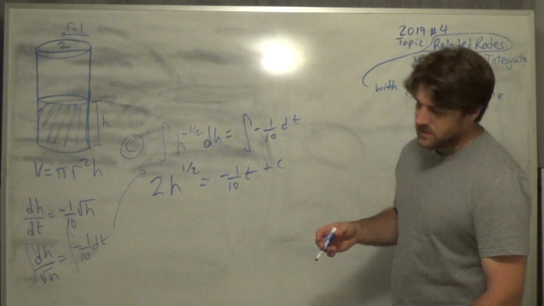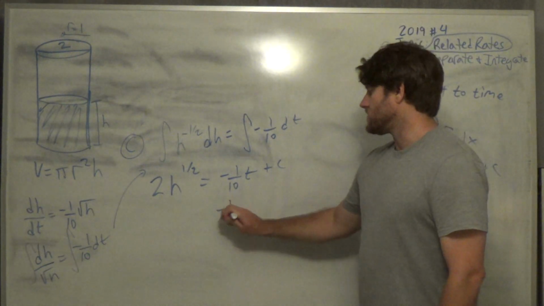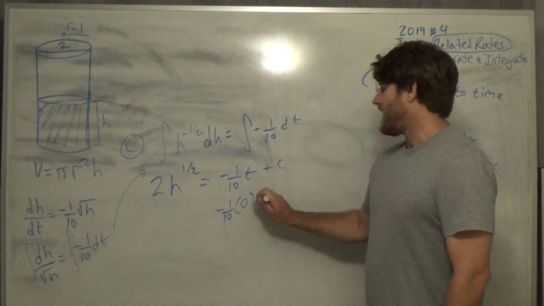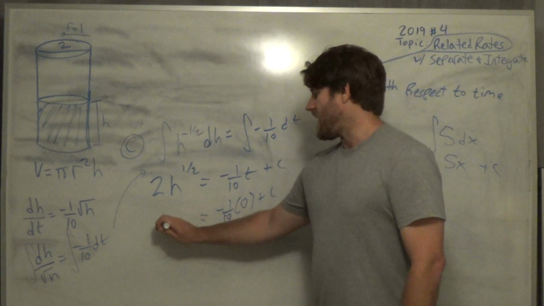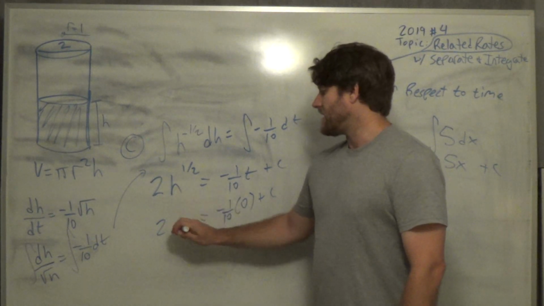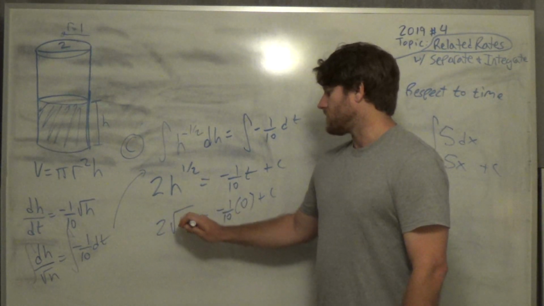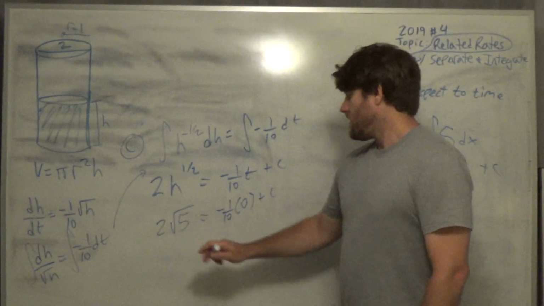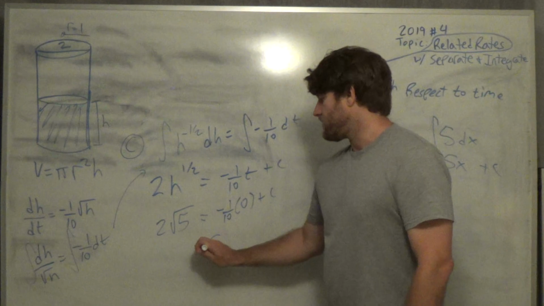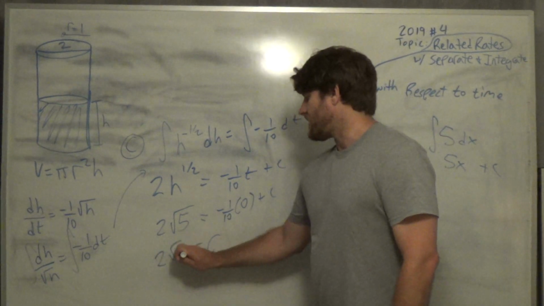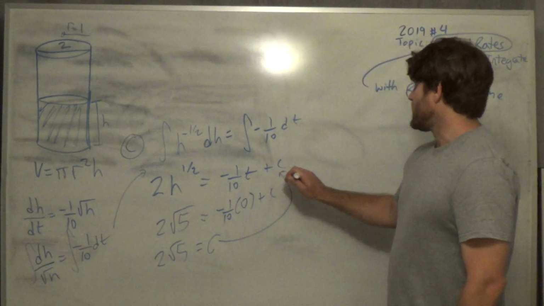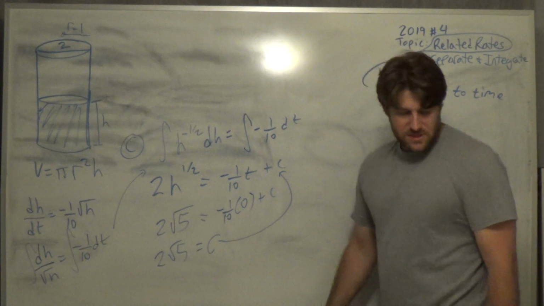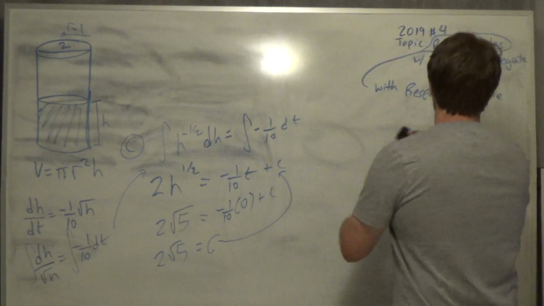At time equals 0, the height of the water is 5. Now, I'm going to change that h to the 1/2 power to the square root of h, and I'm going to plug a 5 in there. And you'll notice those cancel out, and you're left with c equals 2 square roots of 5. And we're going to plug it back in, and we're almost done. If we get h by itself, we win.